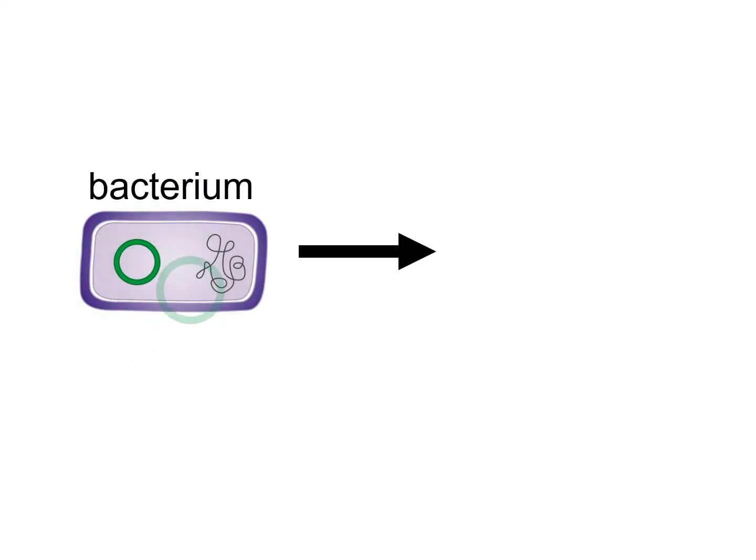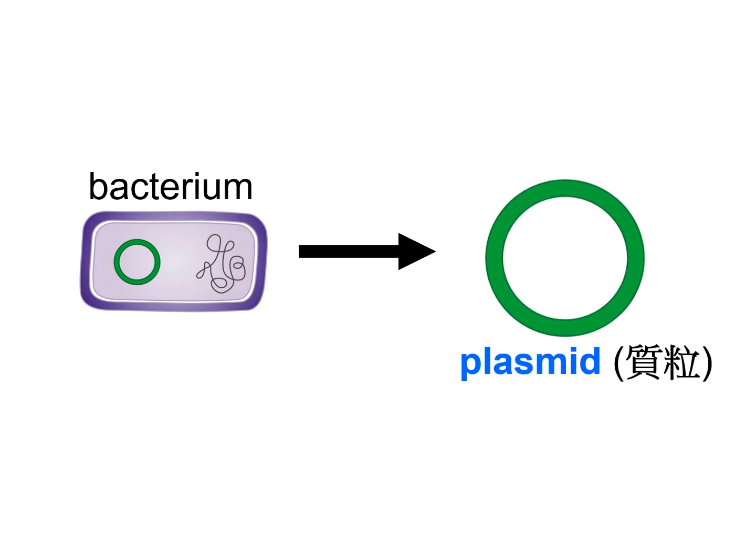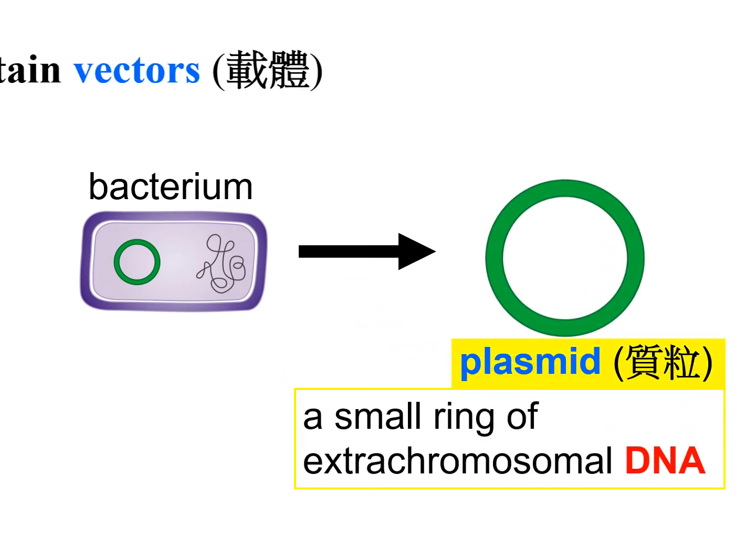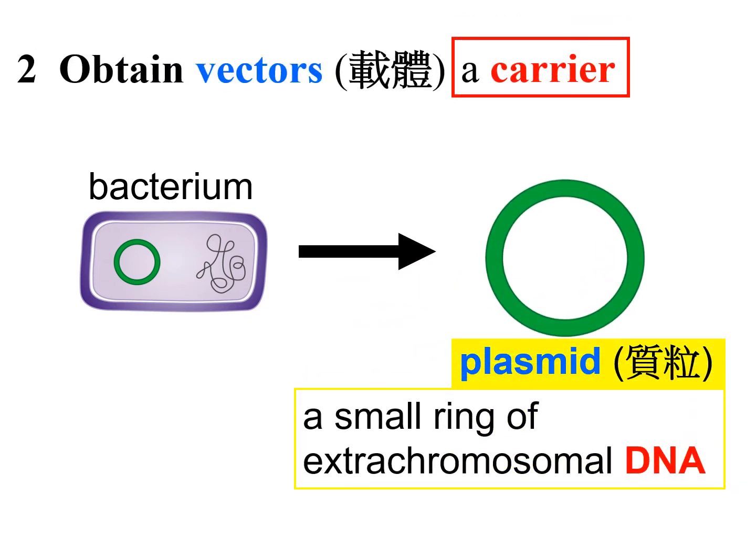Step 2, you would like to obtain the DNA from a bacterium as well. Now, inside the bacteria, there are two types of DNA. The first type of DNA is highly coiled and very, very big inside the bacteria. We call this the chromosomal DNA. It is very, very long in nature and highly coiled.